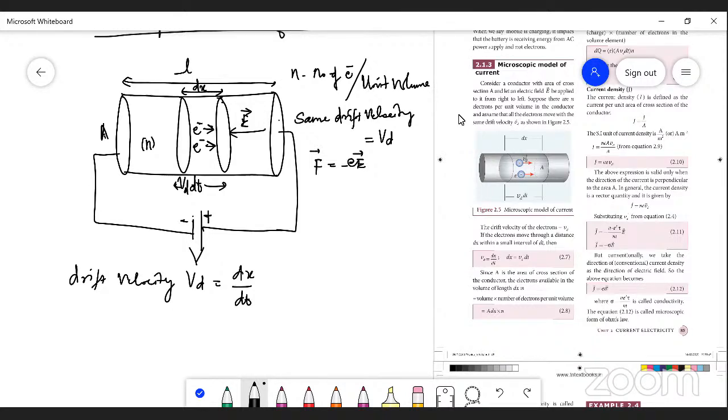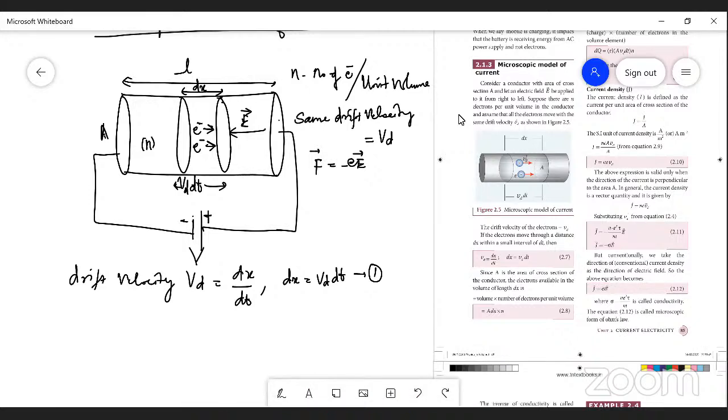So Vd equals dx divided by dt, from which we can write dx equals Vd into dt. Let me say this is equation number 1. Dx equals Vd into dt. Distance traveled equals velocity multiplied by time.